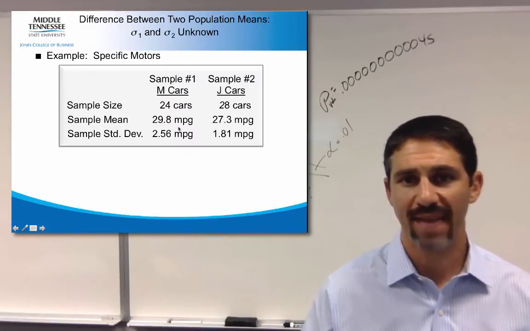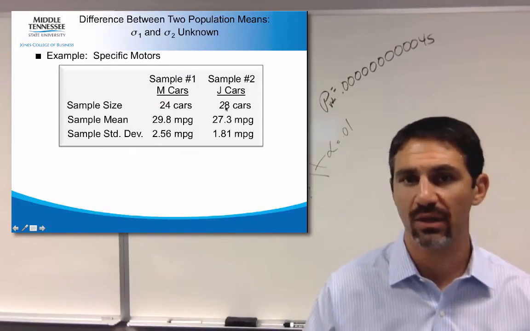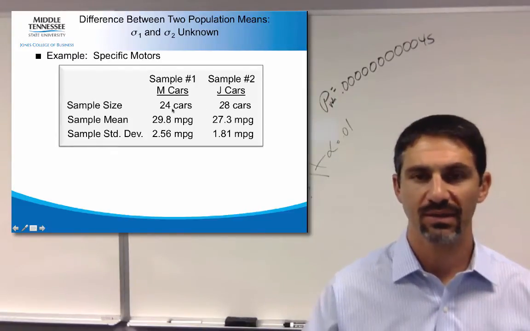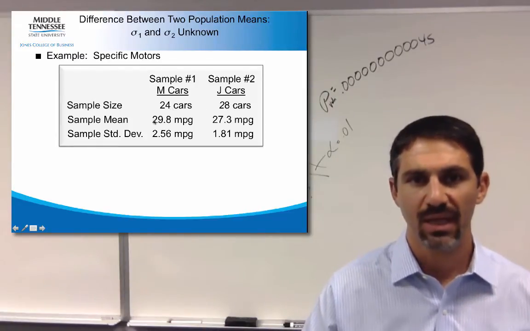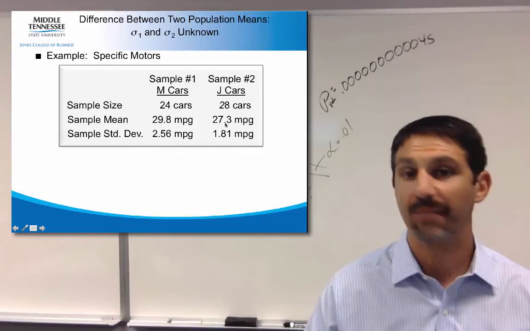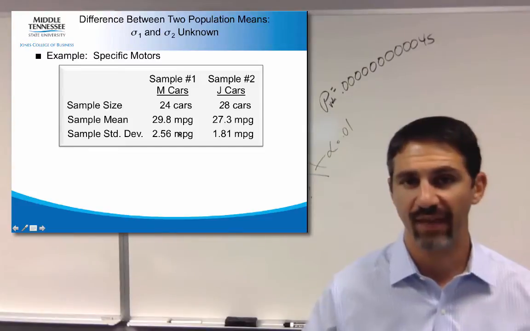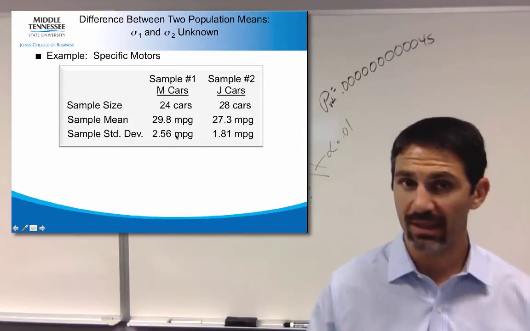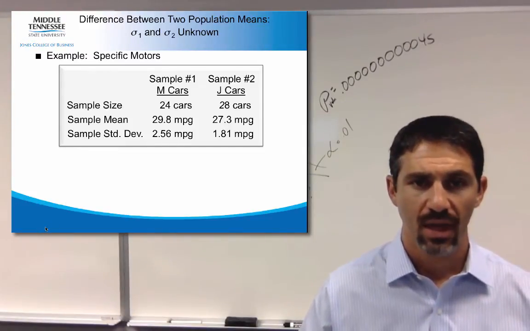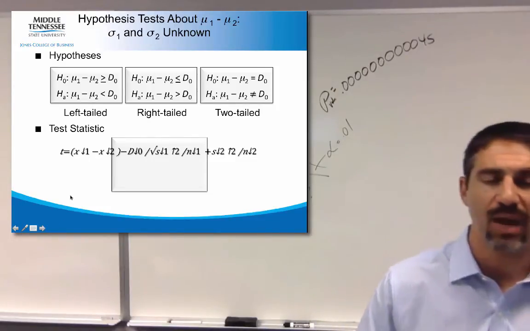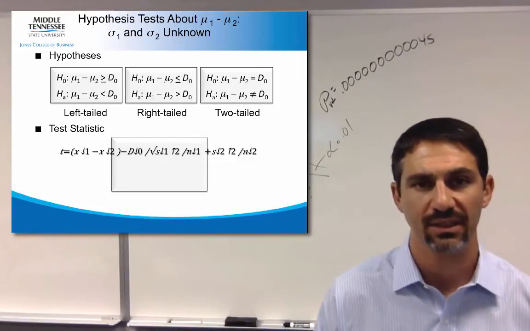We end up with a sample size of 28 cars for the Japanese cars and 24 for the ones from Michigan, that's sample 1, with a sample mean of 29.8 compared to 27.3. Here's your two different sample standard deviations. We do not know the population standard deviations. And if we were to use Excel to come up with this, I think that's the best route. We'll do that, and I'll show you those calculations here in a second.